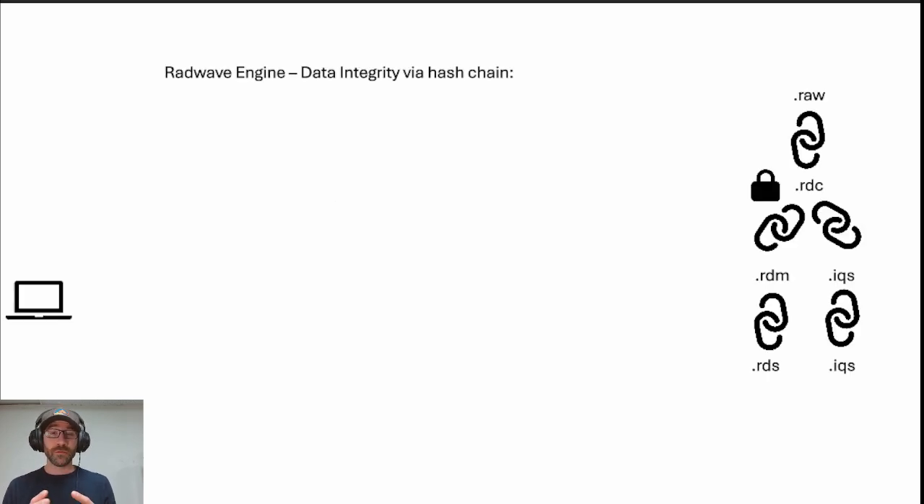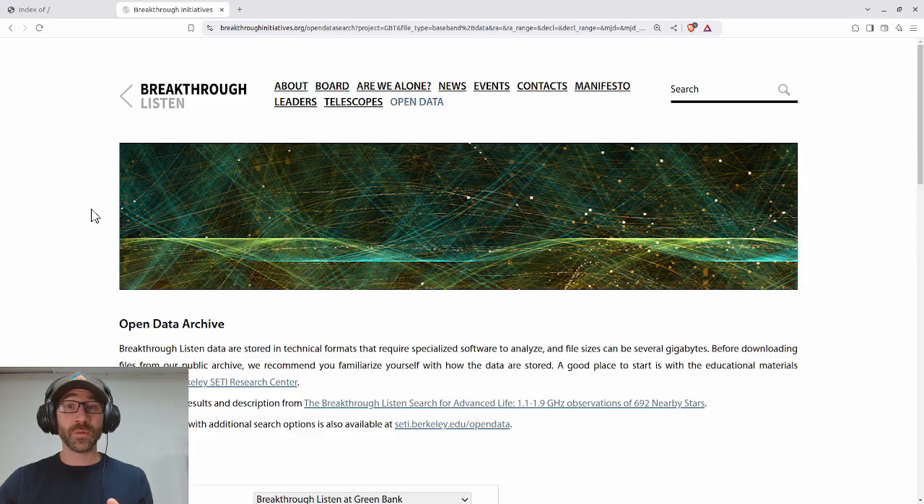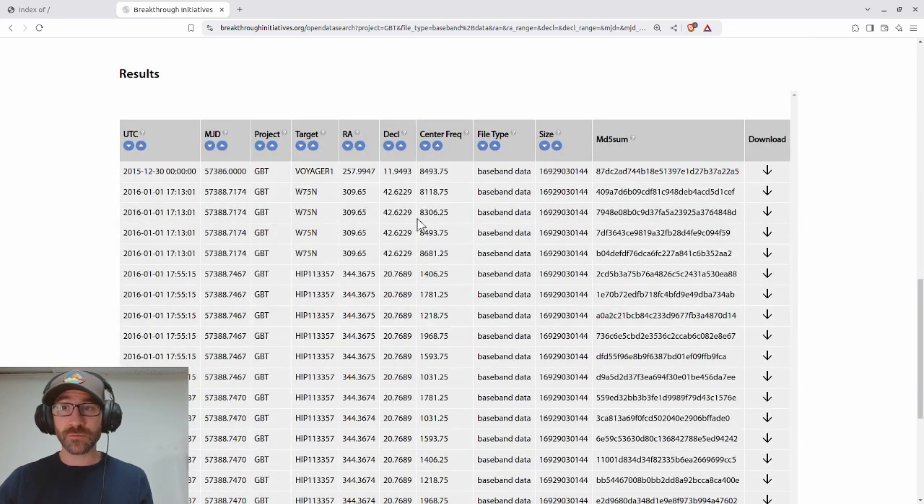So the way Radwave approaches this problem is by using a hash chain. That's the term that I kind of came up with. We have a number of different files involved in Radwave, as we saw looking at the static file server content that was being served. And it all starts with the data that we download from the Breakthrough Listen Open Data Archive. Let's go to their website. When we go to their website where this Open Data Archive is hosted, we can see that every single file that can be downloaded has this MD5 sum.